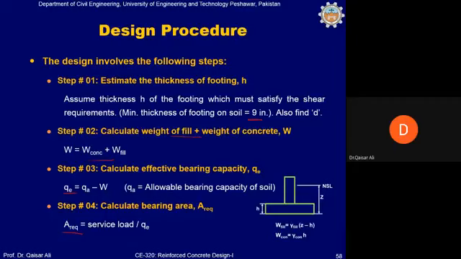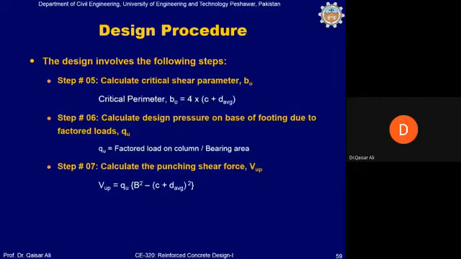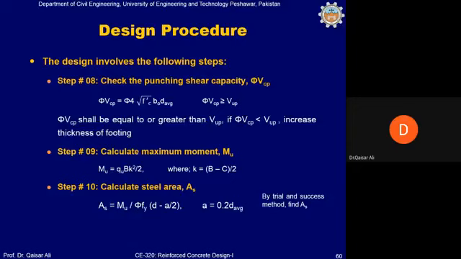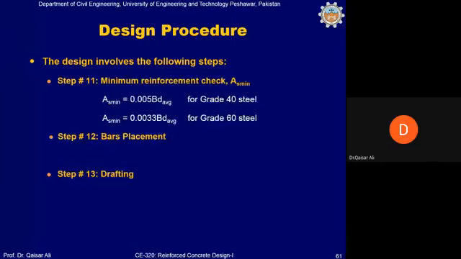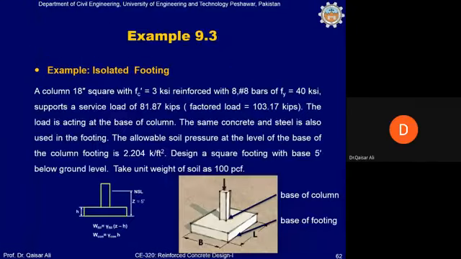If you have any questions, you can ask. The critical parameter b naught is equal to 4 into (c plus d average). Then qu can be calculated, Vup is calculated, φVcp is calculated, and then Mu is calculated, and As is calculated in the next step. Then As minimum, bar placement and draft. These are the steps. Now let's solve this example.